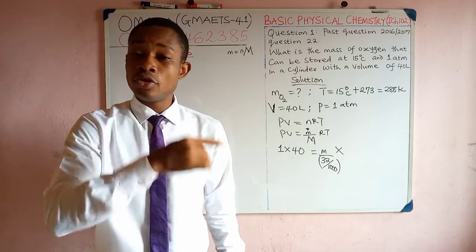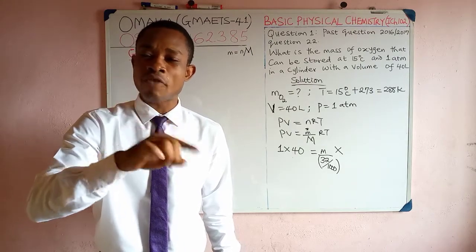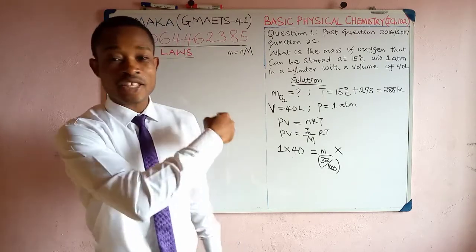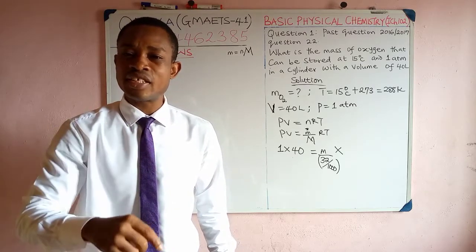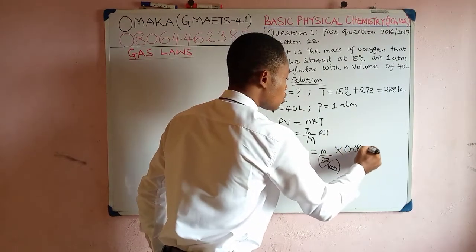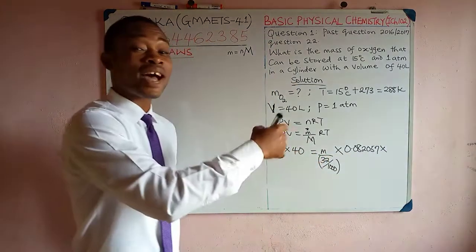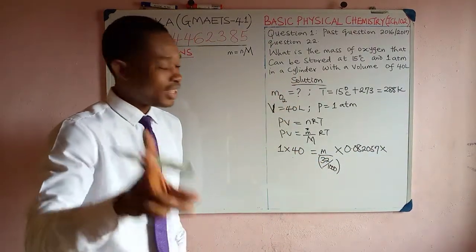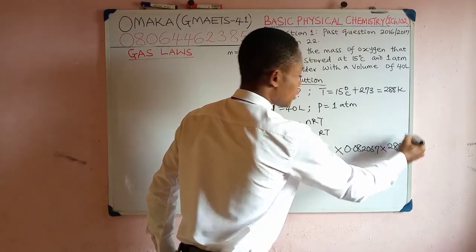The value of R you use, if you recall from our previous video, depends on the unit of pressure and volume. Now in this problem, the unit of pressure is ATM, atmosphere, and volume is in liters. Therefore, the value of R to use is 0.082057, in liters atmosphere per Kelvin per mole. You can check from your previous video. Then multiply by temperature 288.